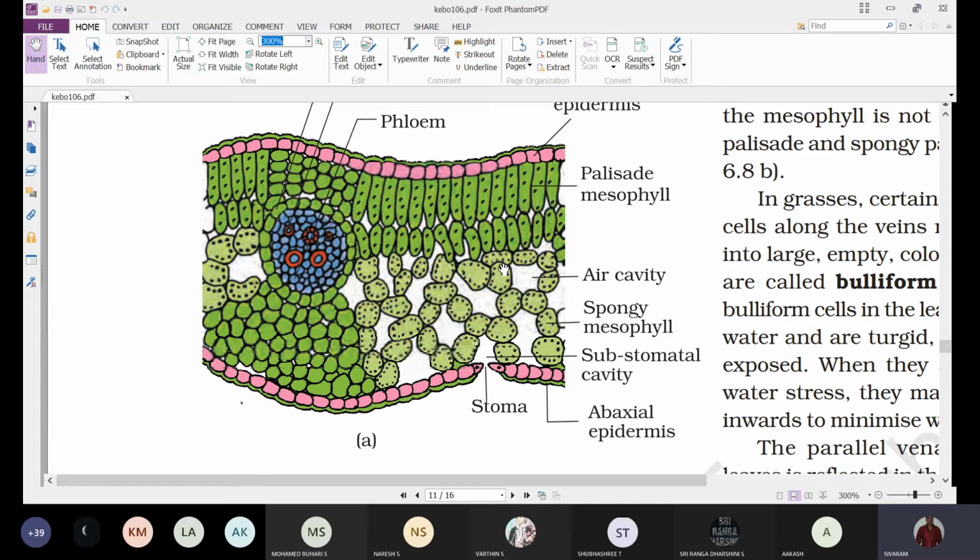Because of the presence of large intercellular spaces, we observe the air cavities, and these air cavities help in the exchange of gases in the leaf. And next, we can observe here.